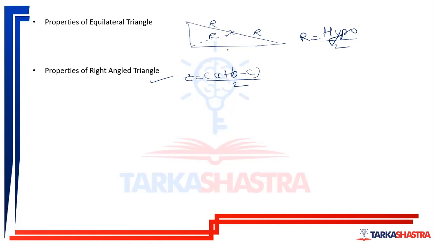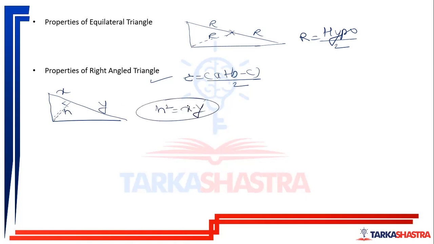Then if I have drawn, let us say this is a right angle triangle in which I have drawn an altitude on the hypotenuse, which is dividing the hypotenuse in the parts x and y. Then in this case h square equals to x into y.